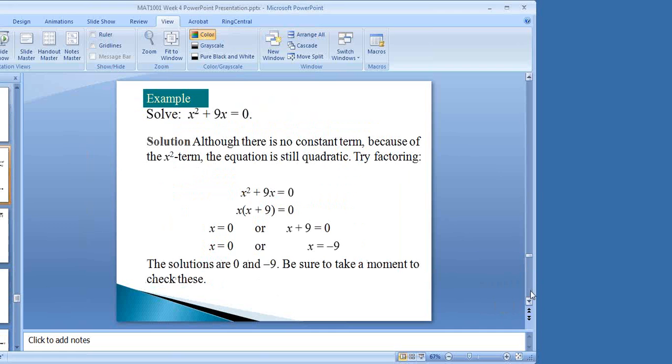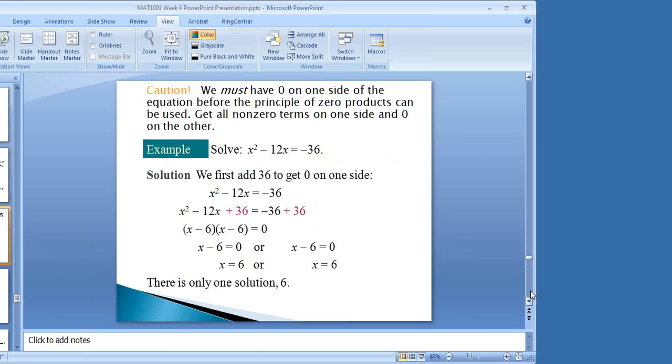Here's another great example. Remember, we have a greatest common factor here, and that's all we can do, which is fine, but then set x equal to 0 and x plus 9 equal to 0, and then check.